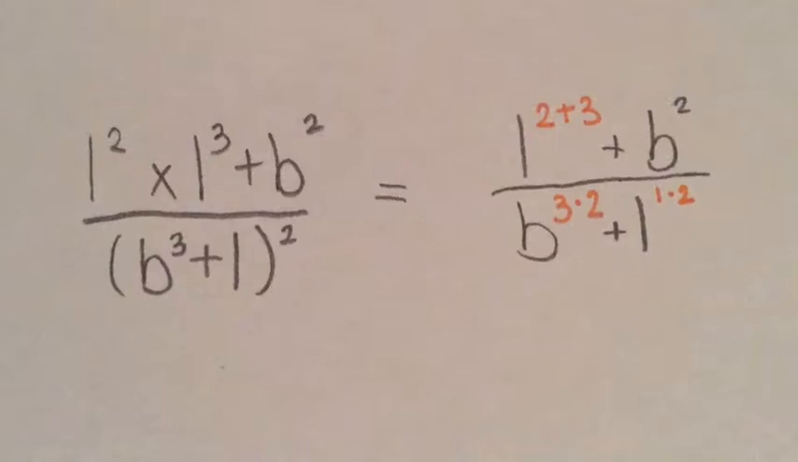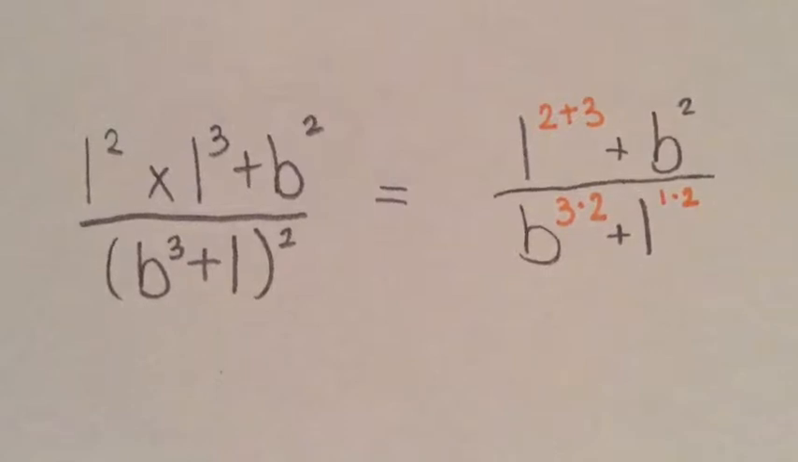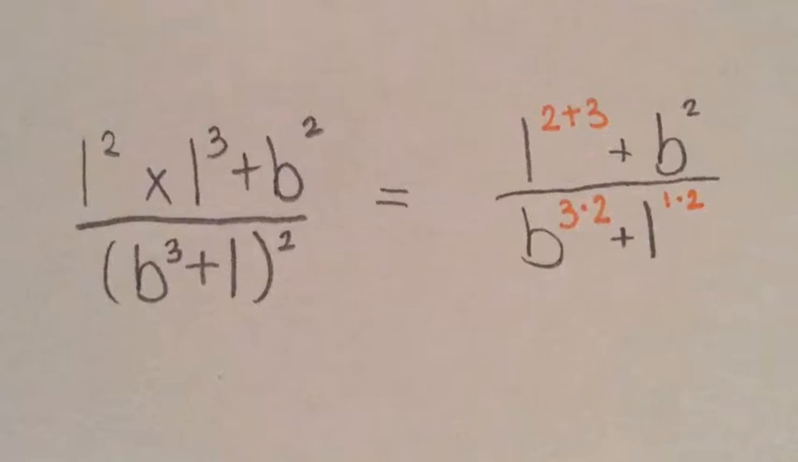I am taking the same bases and multiplying their exponents. I took 1 squared and 1 cubed. I kept the bases and I multiplied the exponents. You can leave the b squared alone because it does not apply to the bases on the top.